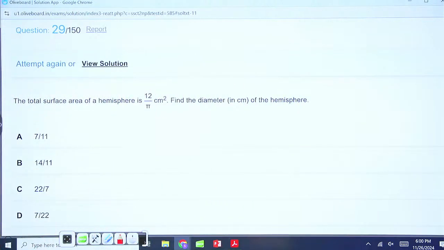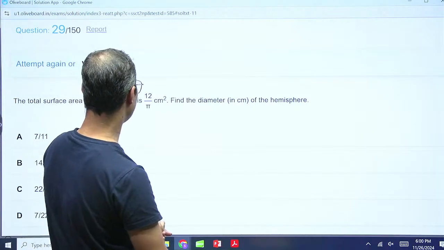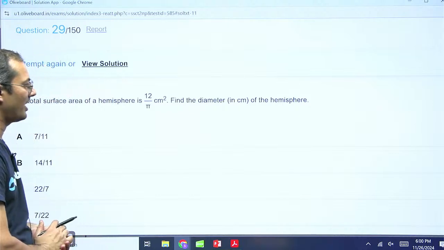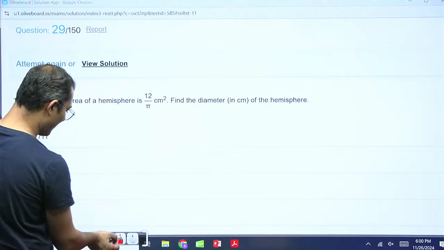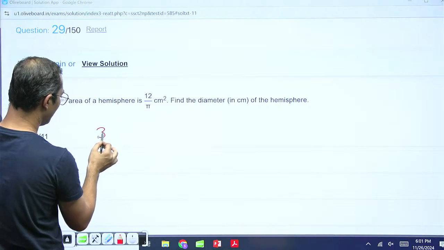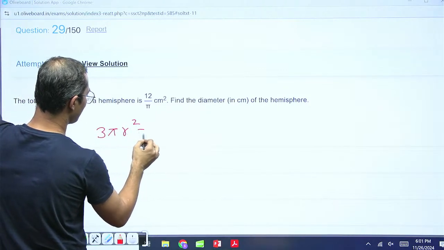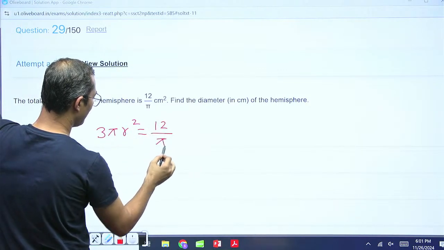Yes, the total surface area of a hemisphere is 12π centimeter square. Find the diameter of the hemisphere. The total surface area of the hemisphere is going to be 3πr² is equal to 12π, right?